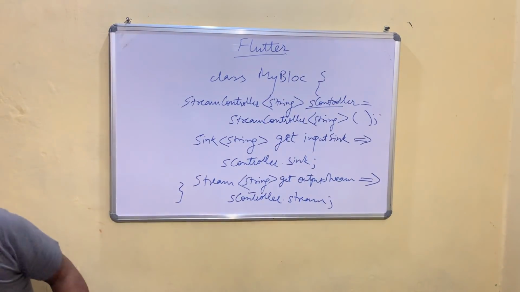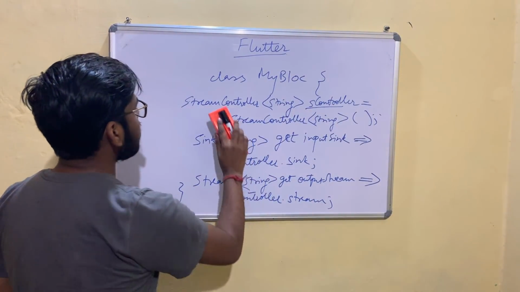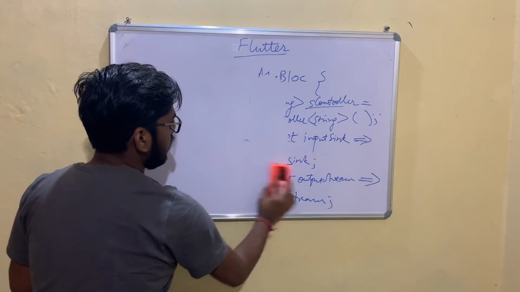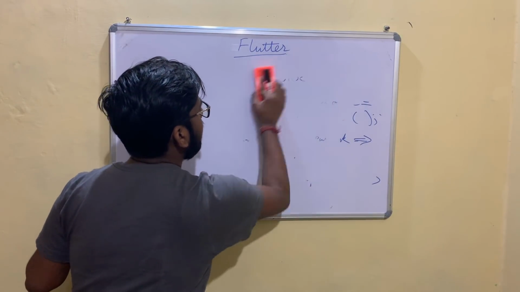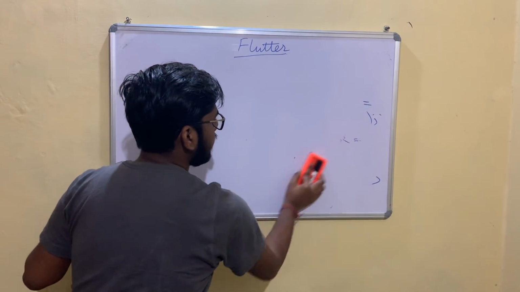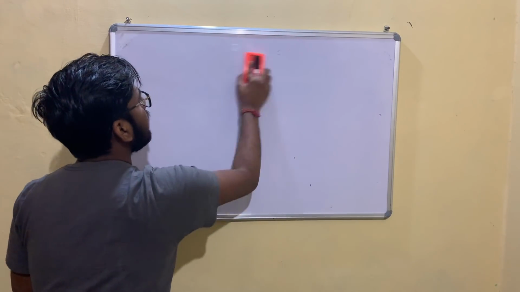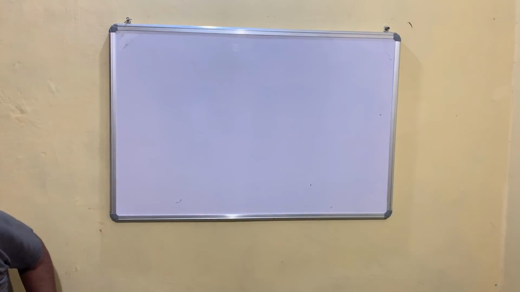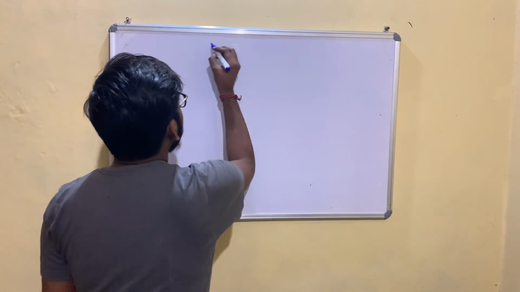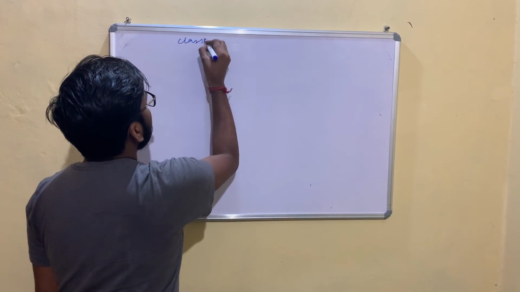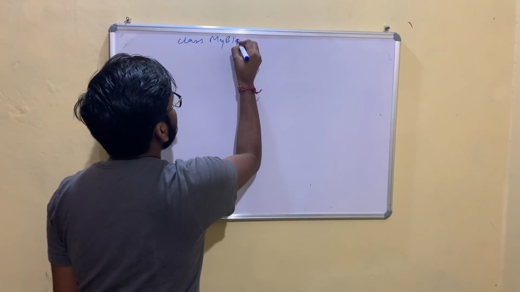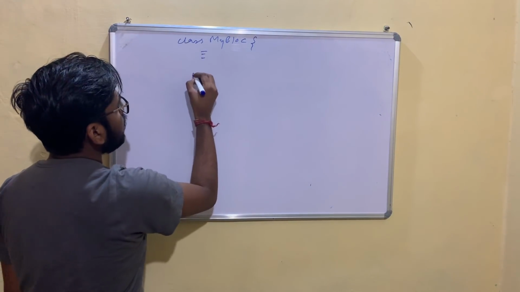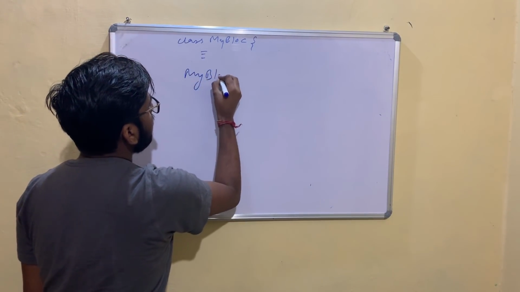And because I have a very small board, I'm just deleting this. But after this, what will we do? Okay, so I need to delete this as well so that we can have more space. Now let's do it this way: this is our class MyBloC. We did some initialization here, and then we will make a constructor here.